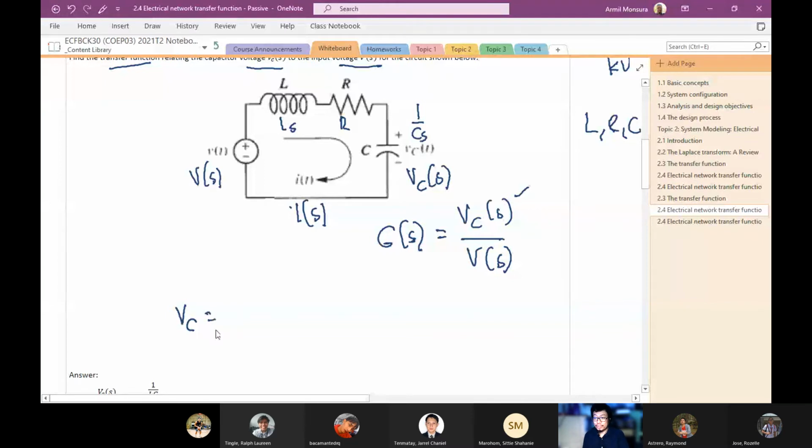Now, meron kayong maraming methods para hanapin yan. Pero seeing that the circuit is in series configuration, then I can use voltage divider theorem for this one. So gamitan siya ng voltage divider theorem. Kasi nga series yan. Ibig sabihin nun, the voltage is proportionally divided among the components. Okay? So doon ko gagamitin yung voltage divider theorem.